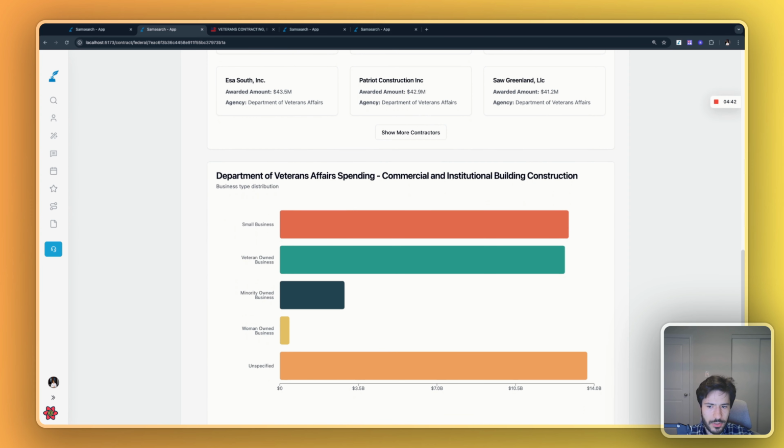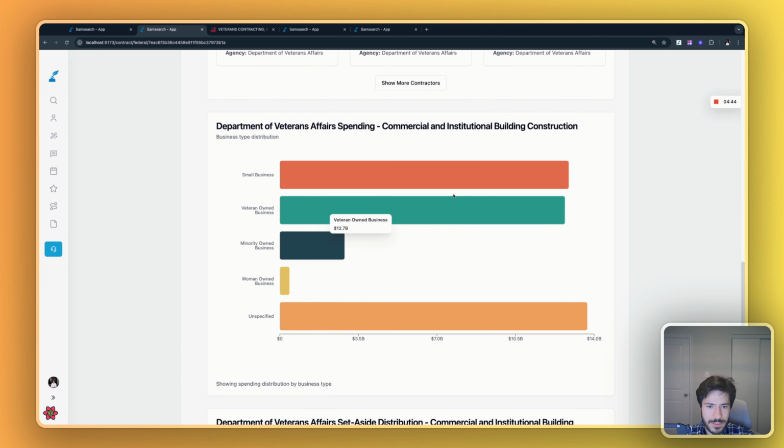Now, if you scroll down and look at the spending, we see that a lot of the spending is happening for veteran-owned businesses. So you can see 12.7 million when it comes to construction. VA spends 12.7 on construction compared to other ones. So as you can see here, unspecified is 13, but we have 12.7 veteran-owned.